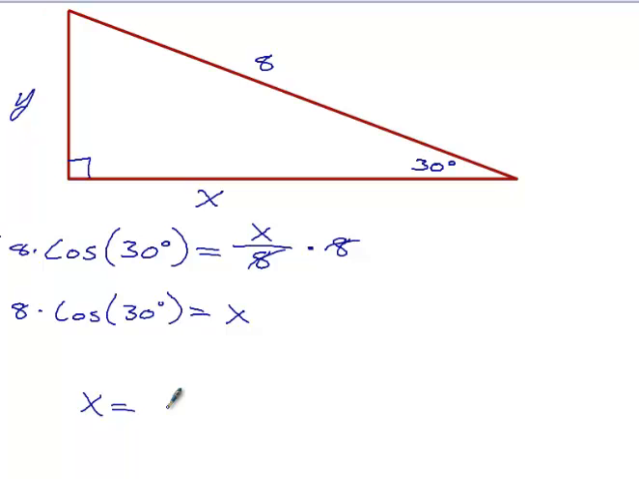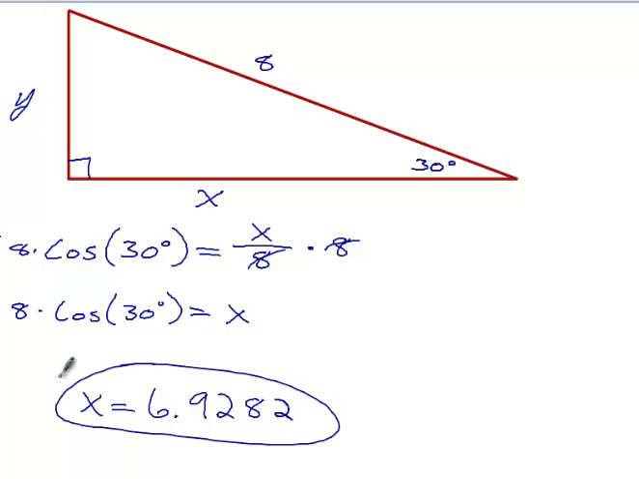Everybody all right? So now you just type this in. So you'll type in 8 cosine 30. If you're using a scientific that doesn't do order of operations, you'll put in the 30 and then cosine and then multiply by 8. Okay, so what do you get when you put in 8 cosine 30? I think you're in the wrong mode. 6.9282, and then what's past the 2? So that means that x is 6.9282 units long.